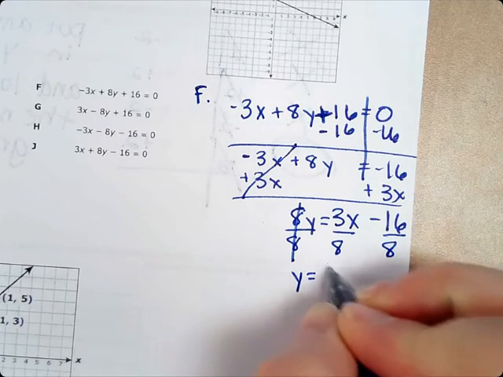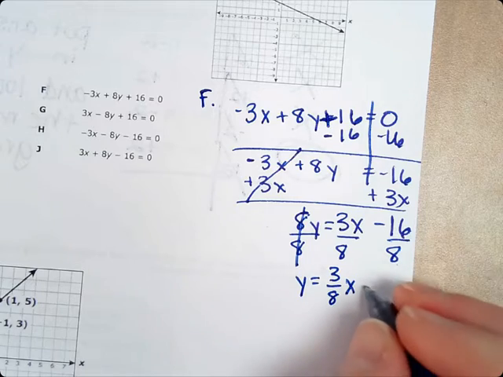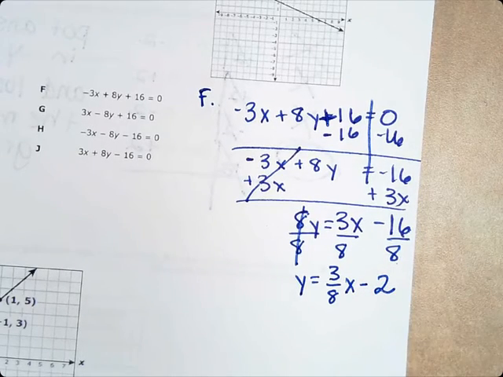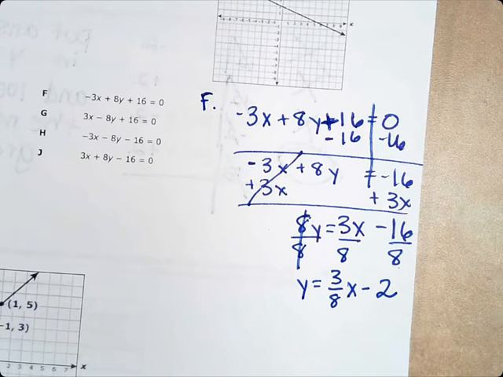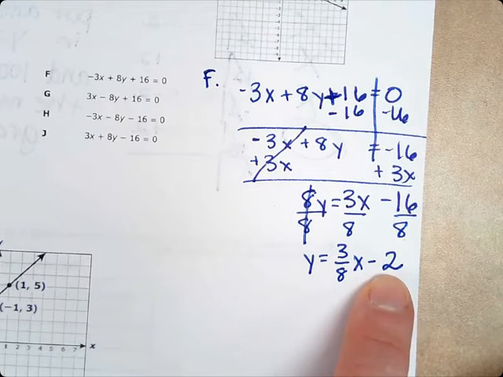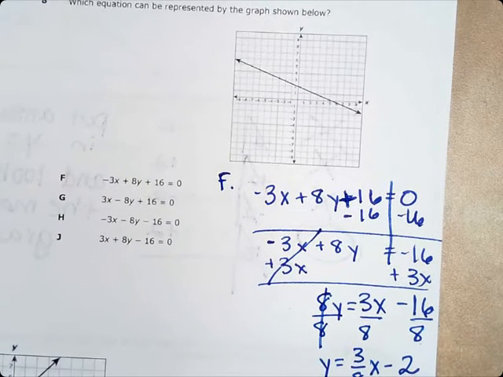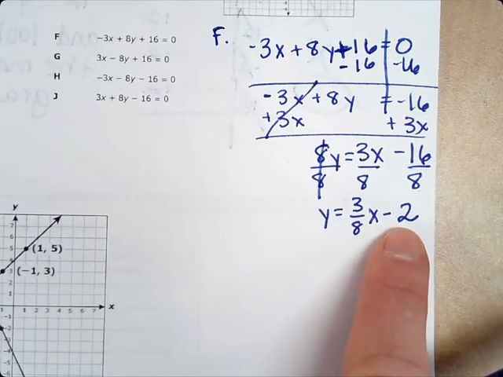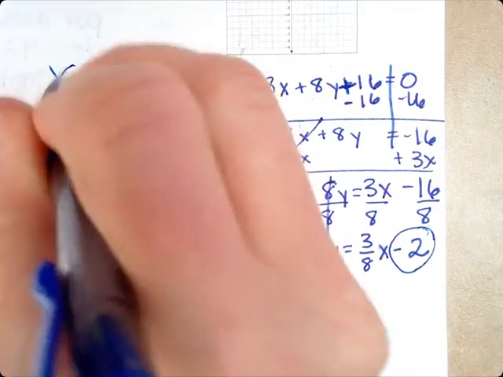So y equals 3 over 8x, negative 16 divided by 8, negative 2. Remember what we know about linear equations? This number that doesn't have the x is called our y-intercept. Is negative 2 a y-intercept here? No. We could put it into y equals to double check ourselves, but you can also look and see this is a negative and it's supposed to be positive. So f is out.